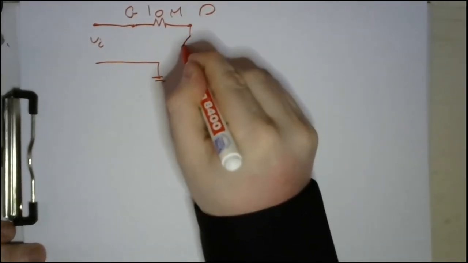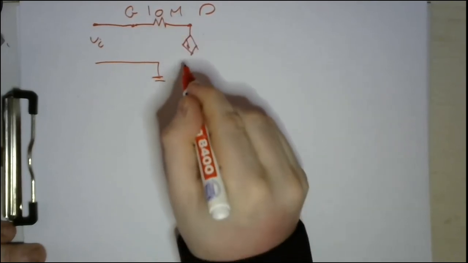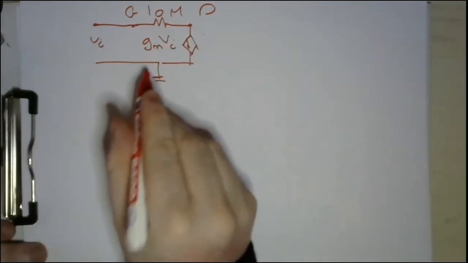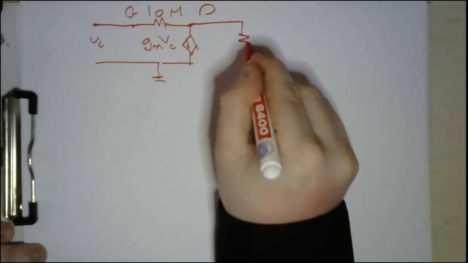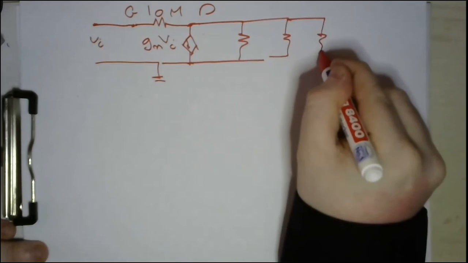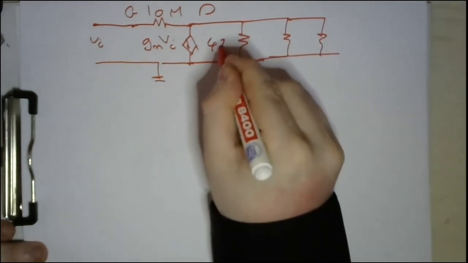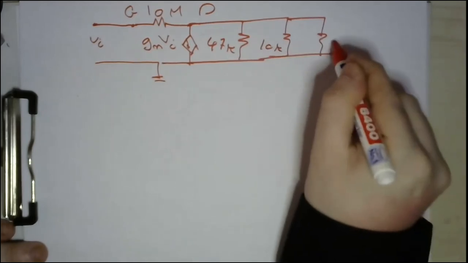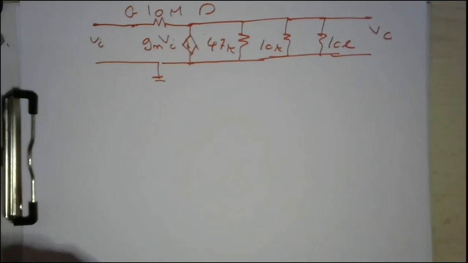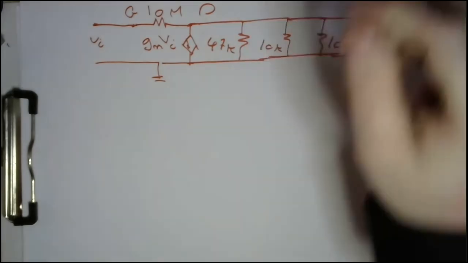The drain is connected here with a voltage dependent current source, which has a value GM times VGS, which is now the input. And then we have 3 resistors in parallel, which are the 47K, the 10K, and the 10K. And now this is up here. Again, what we are seeking is a relation between the V input and the V output. And basically, it's a very basic, very easy relation. Let's see.